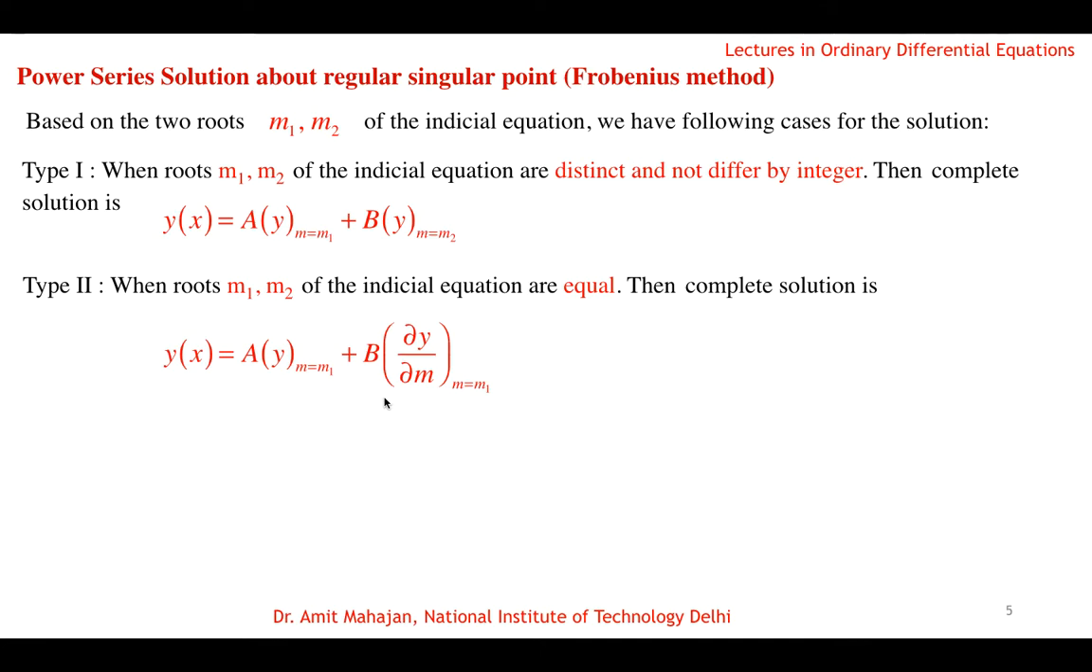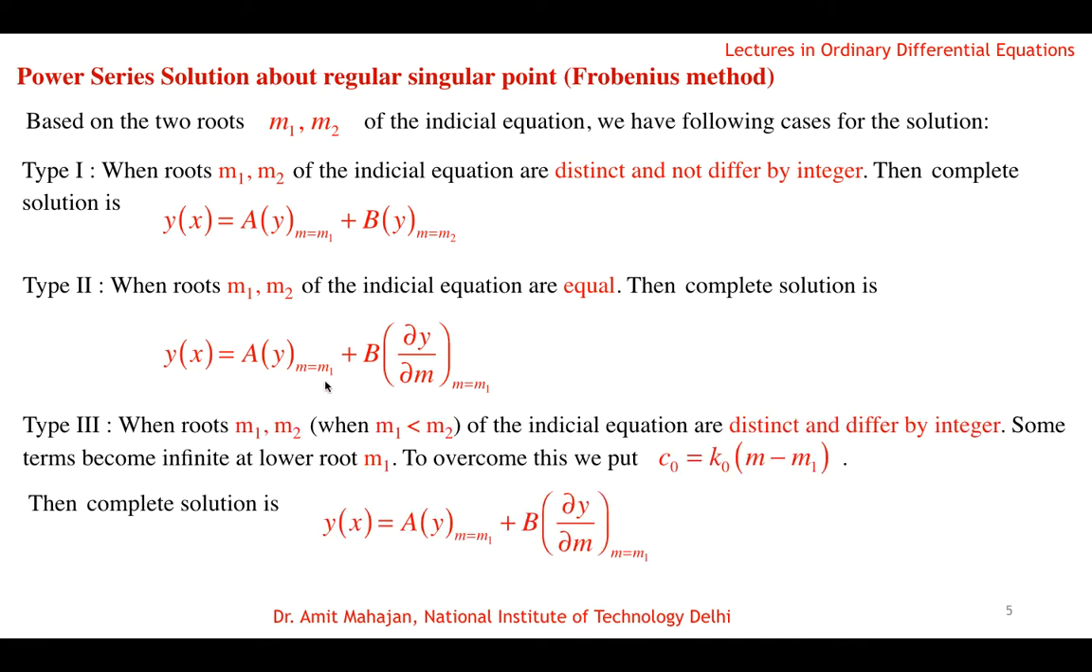The third case is when the roots of the indicial equation are distinct but they differ by an integer. The first case was roots that do not differ by an integer; in the third case the roots are distinct but their difference is an integer value. Let m1 be less than m2. If they were equal, then type 2 would come into picture. So let m1 be less than m2, with the roots distinct and differing by an integer. What happens in this case is that some terms become infinite at the lower root m1.